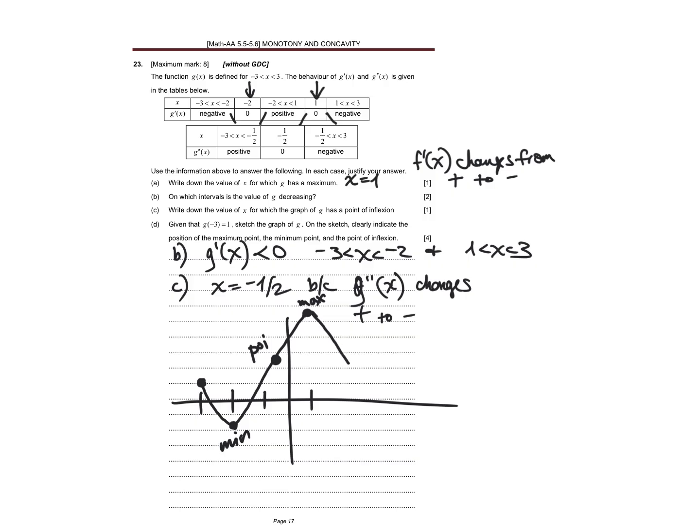Something like that. Okay, maybe these should be open circles as well, because it can't be -3 or 3. And let's just check. It's a negative gradient from -3 to -2, and then positive gradient from -2 to 1, and negative gradient from 1 to 3. So that's good. And then we have concave up from -3 to -1/2, and then from -1/2 to 3, it's concave down. So that looks good.